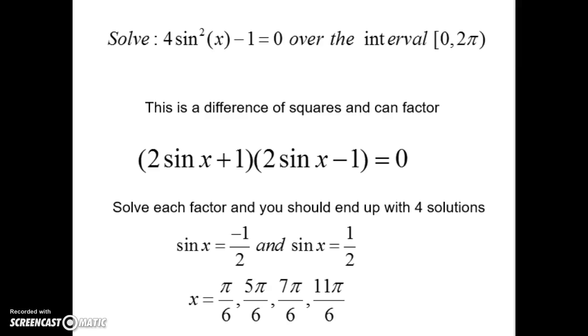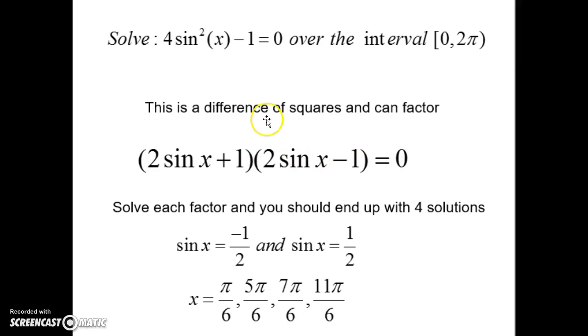First, let's solve 4 times the sine squared of x minus 1 equals 0. Here they limit us to 1 revolution around the unit circle. And so it is the difference of two squares. I can see that 2 sine of x plus 1 was multiplied by 2 sine of x minus 1. That gave me the difference of these two squares. So there are my factors.